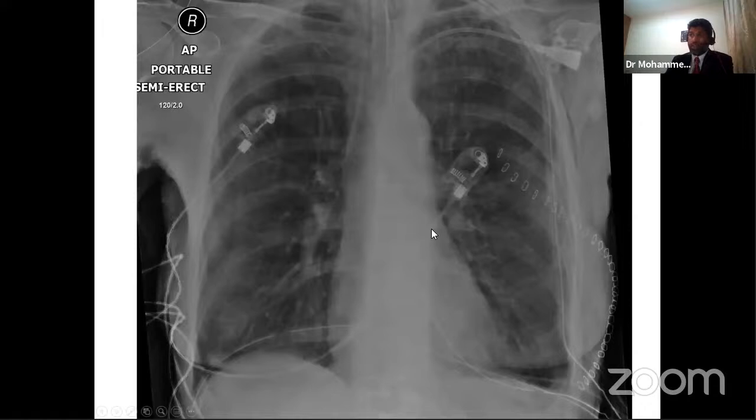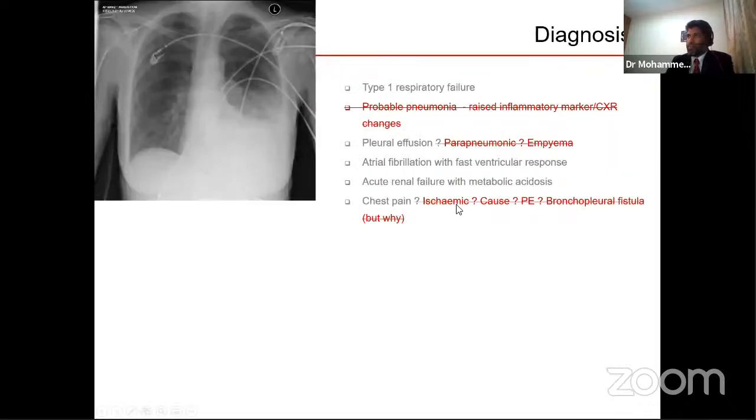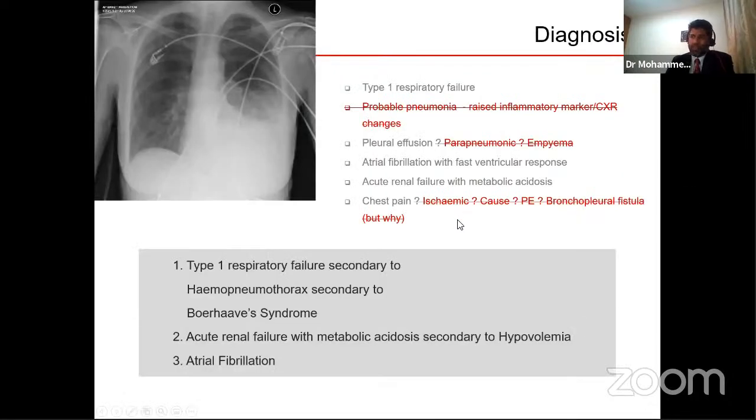And the patient was immediately referred to the cardiothoracic center in Liverpool. And within 24 hours, the patient went on to have an esophageal repair. This, we would call it a golden hour in patients with Boerhaave syndrome. And we went back and we reviewed the diagnosis. It was basically a pneumothorax secondary to Boerhaave syndrome.